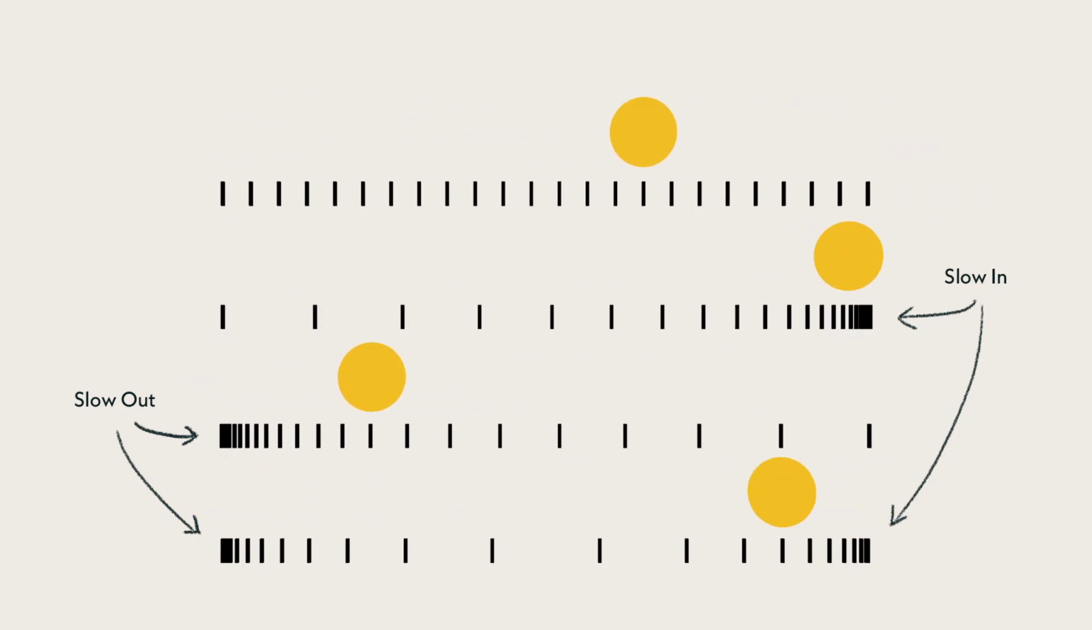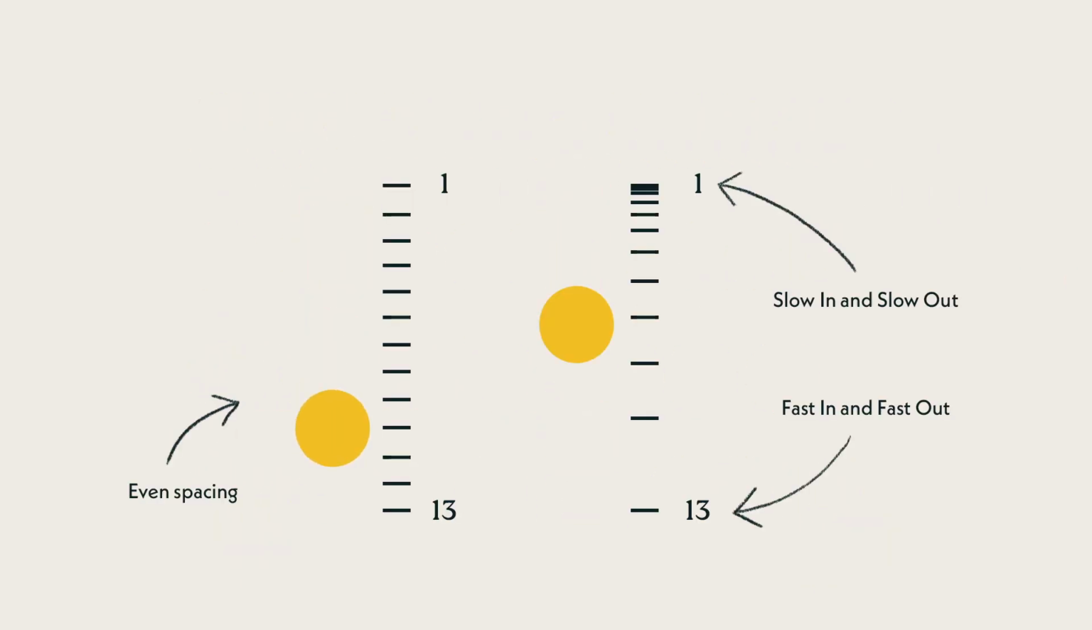If we return to our previous ball example, you can see that both of the balls have the exact same timing, but by adjusting the spacing to slow in and slow out of that top position, we're able to suggest the effect of gravity overcoming momentum.